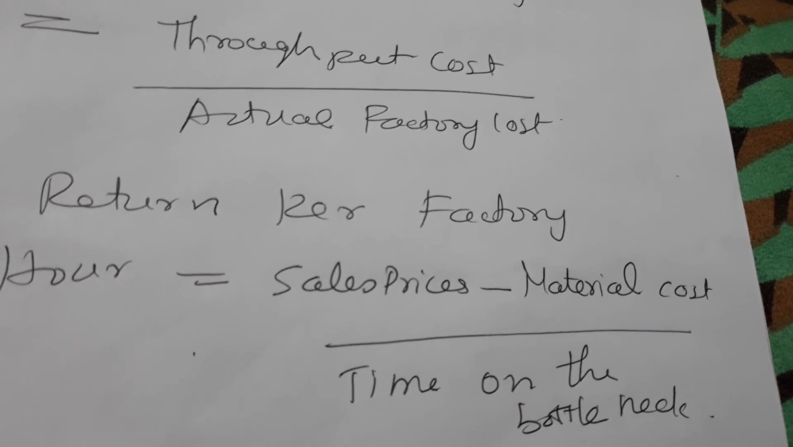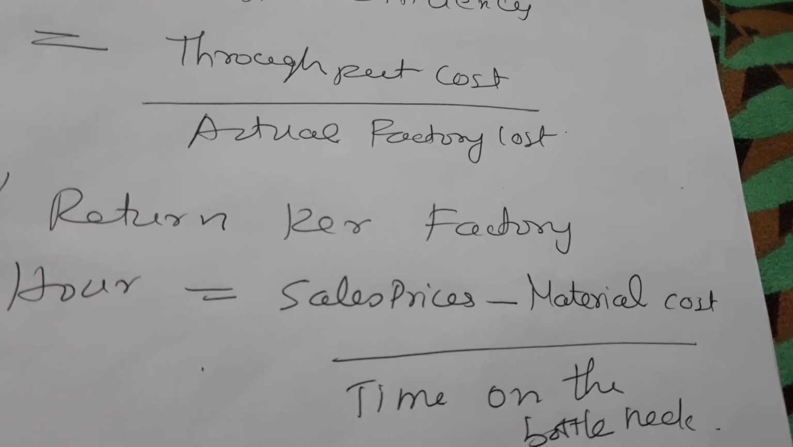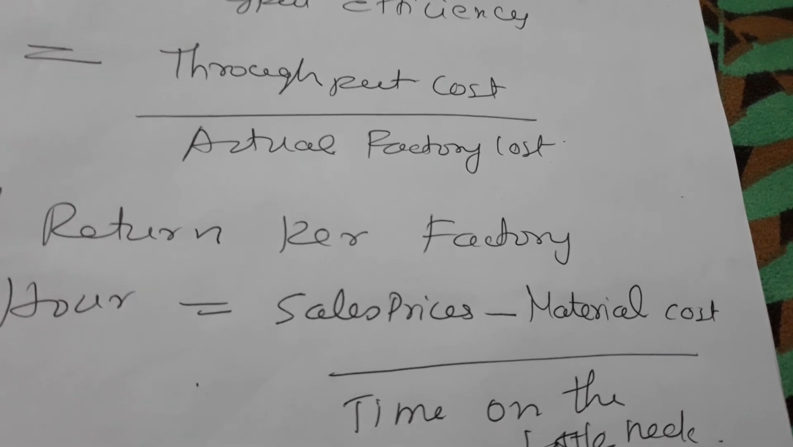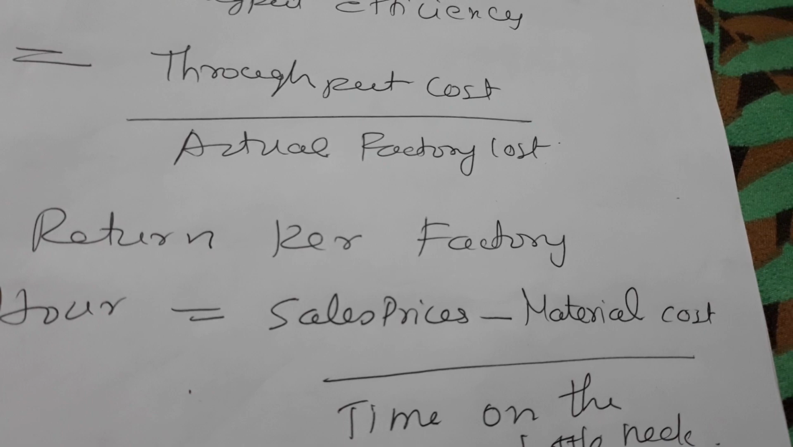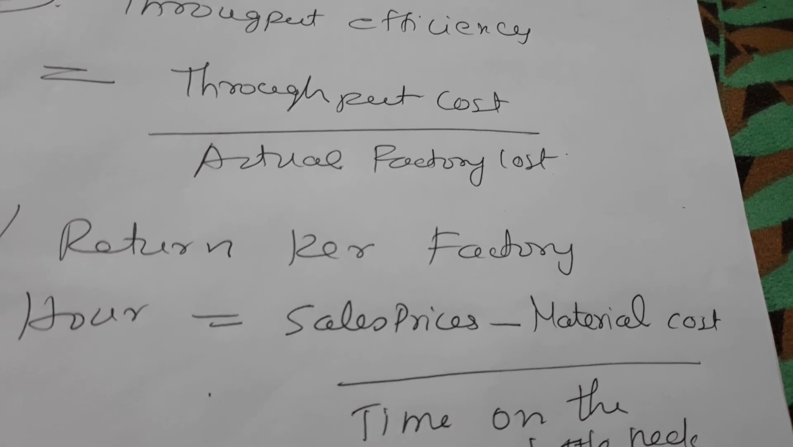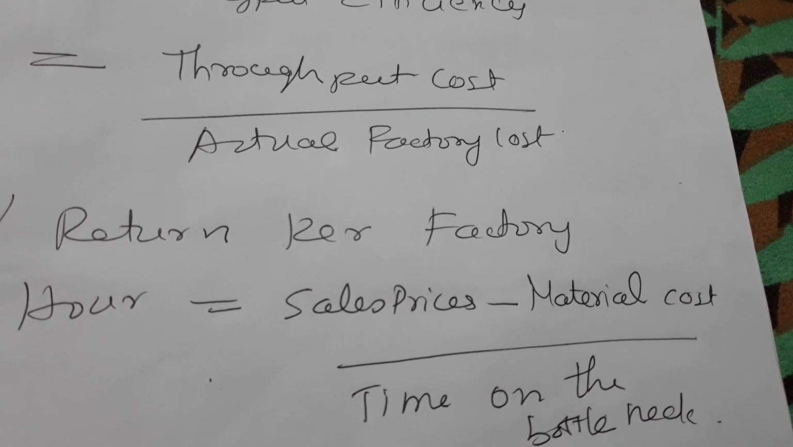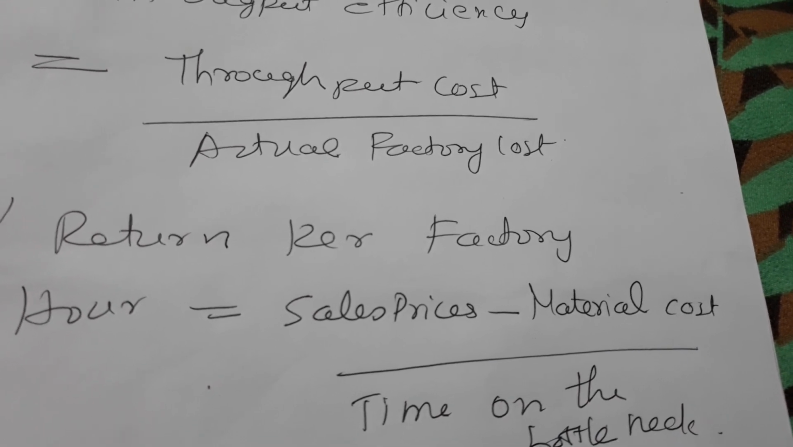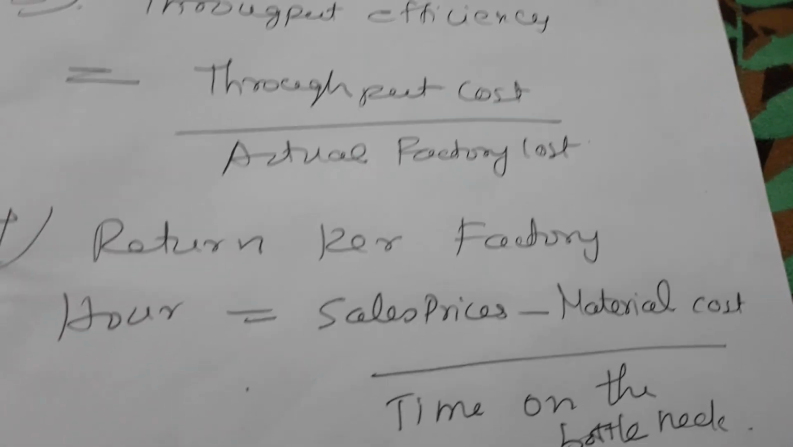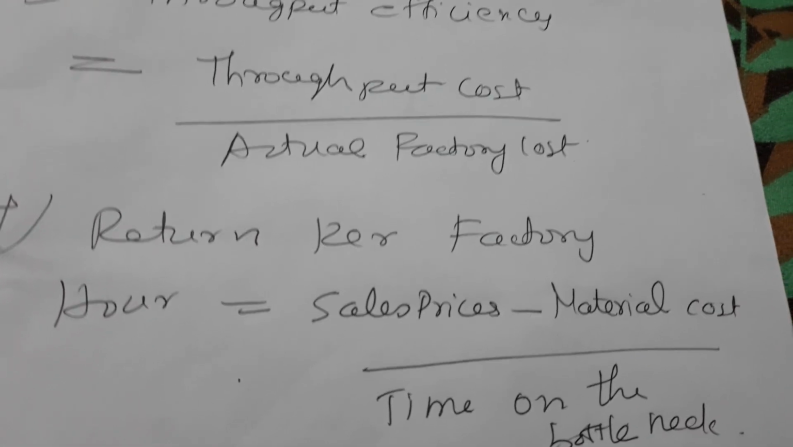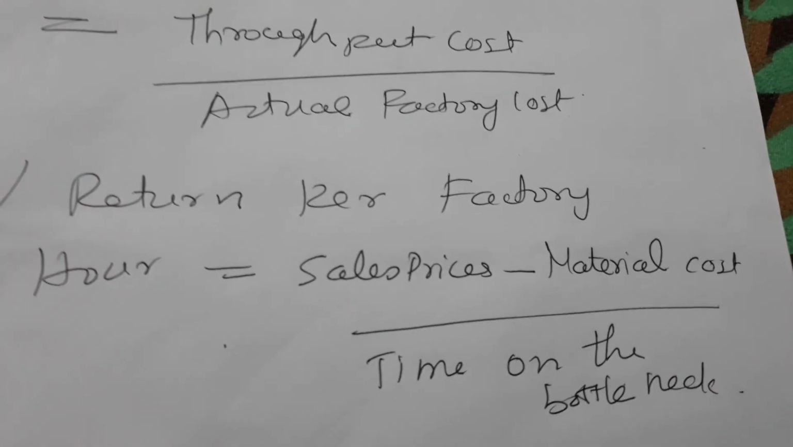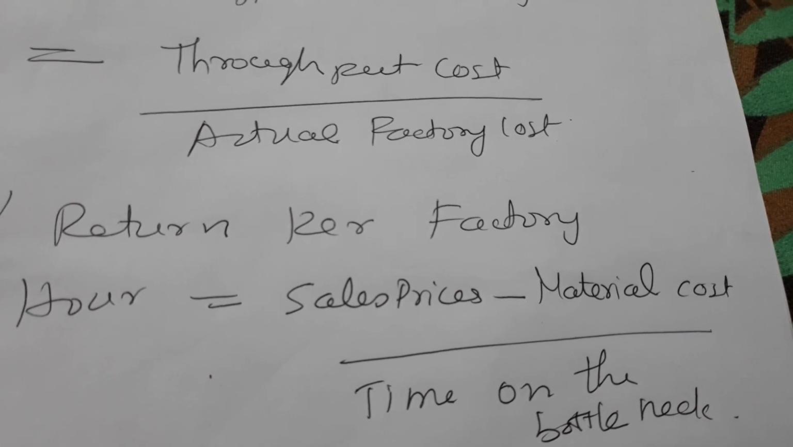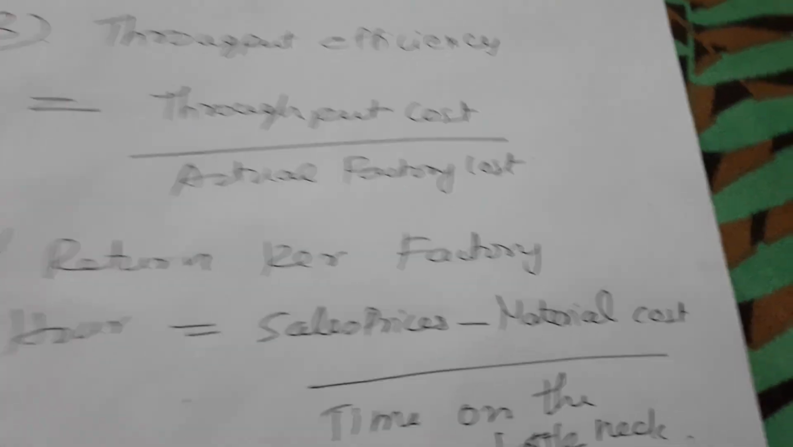So what is a bottleneck? Bottleneck is nothing but the constraint, which is a constraint in the production process that will limit the entire production process. However fast the other processes are, the bottleneck will decide how much total time the process will take. So that is the time on the bottleneck, and the return divided by the time on the bottleneck will give the return per factory hour. Return per factory hour, that is selling price minus material cost.